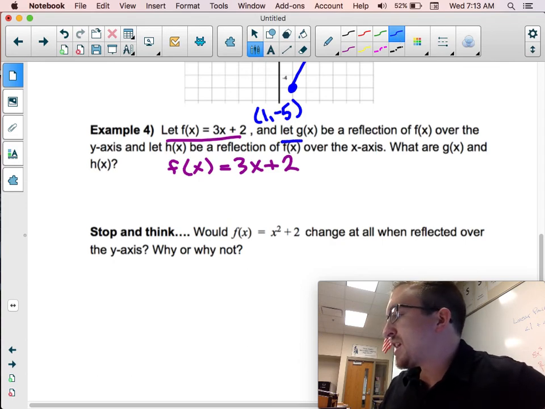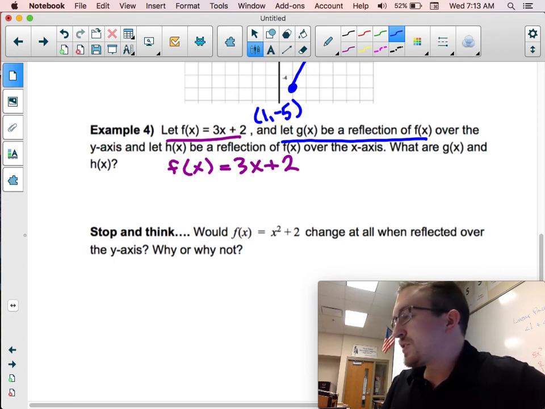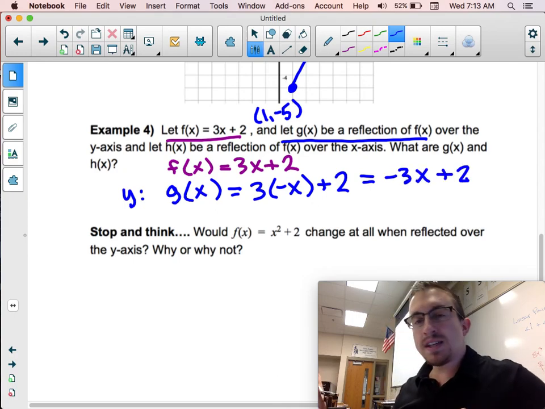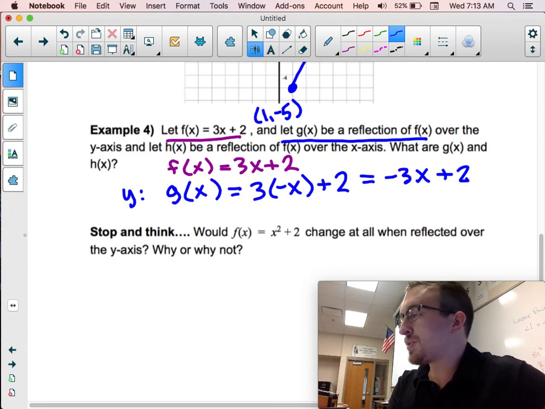Let's take it just step by step, and I just want you to notice the difference between these two. G of x is a reflection of f over the y-axis. So reflection over y, g of x is equal to, well, I'm going to take f of x, 3x, and I'm going to stick a negative sign in front of my x value. And that will simplify to -3x plus 2. So you can see that plus 2 doesn't change, and if you graph that up, you should be able to see that reflection across the y-axis. But algebraically, this looks a little bit different.